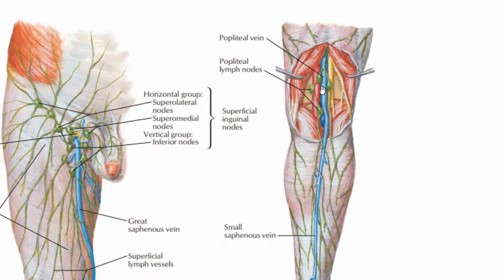These are inguinal lymph nodes. Inguinal lymph nodes are superficial because they are present outside the deep fascia. Here in the background you can see white color deep fascia. Whereas popliteal lymph nodes are deep lymph nodes. These are superficial lymph nodes, and these popliteal lymph nodes are deep lymph nodes.